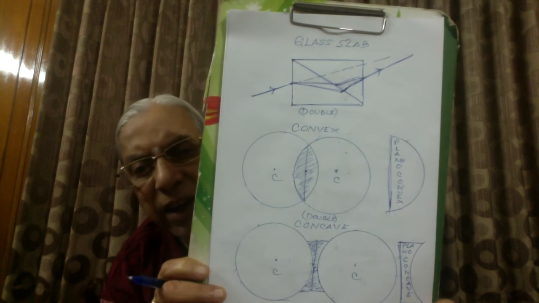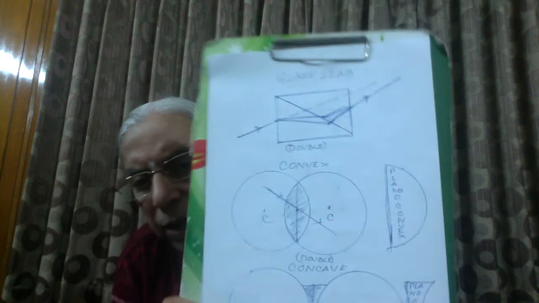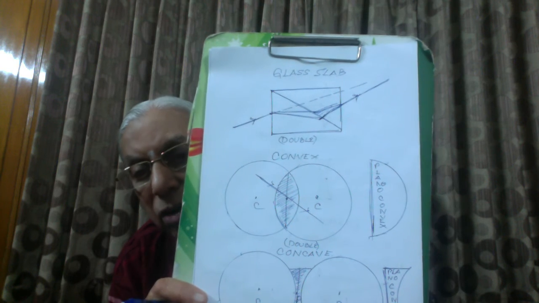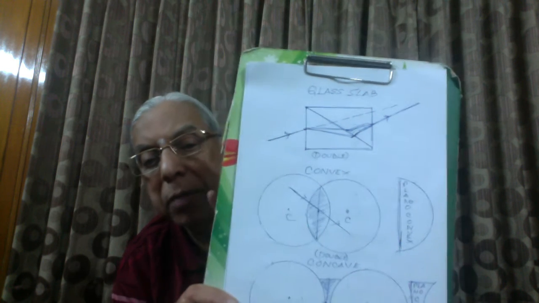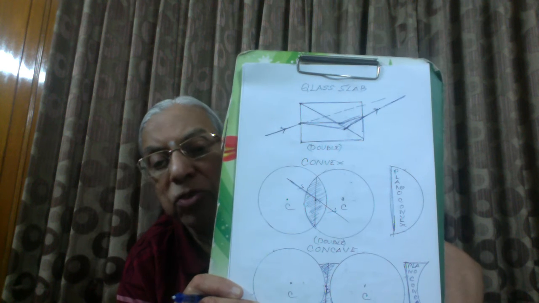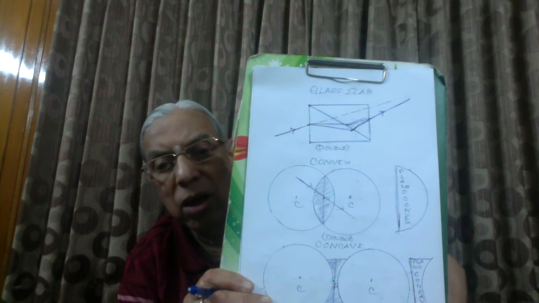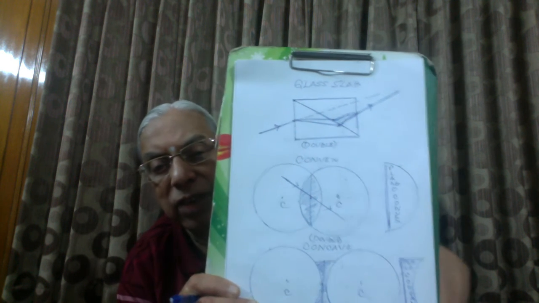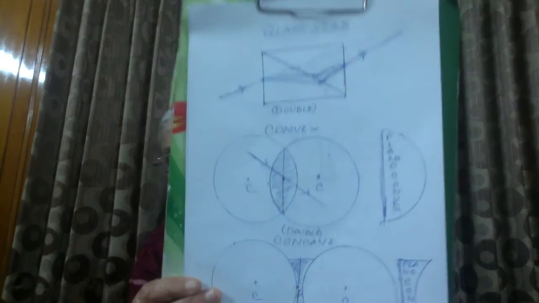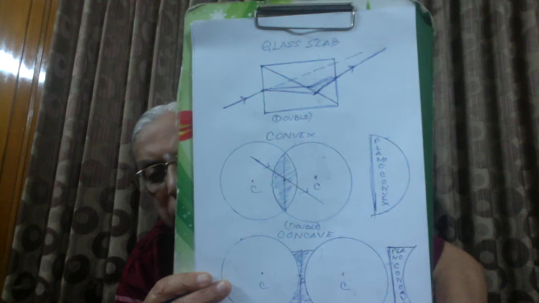What is the speciality of this optic center? Suppose a ray of light passes through which one? The optic center. It gets out of the lens undeviated. Very, very important characteristic you must understand. Once again, optic center, it is the center of the lens. It may be concave, it may be convex. The center of the lens is called optic center.